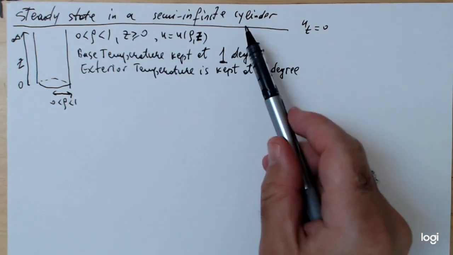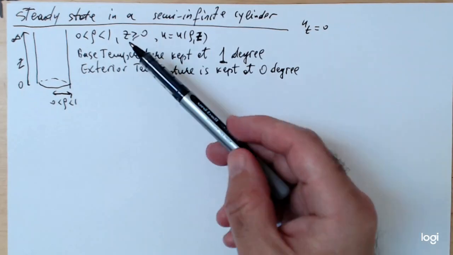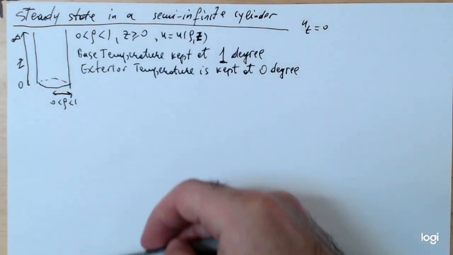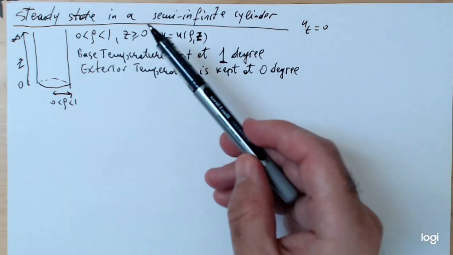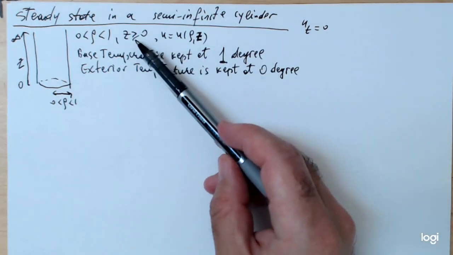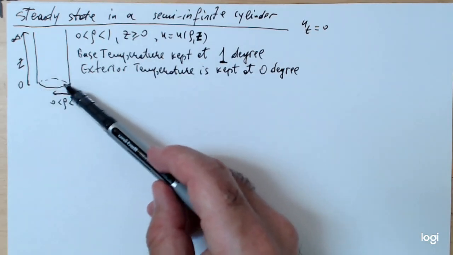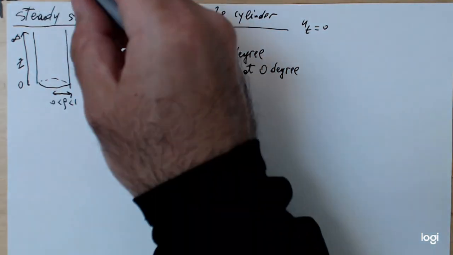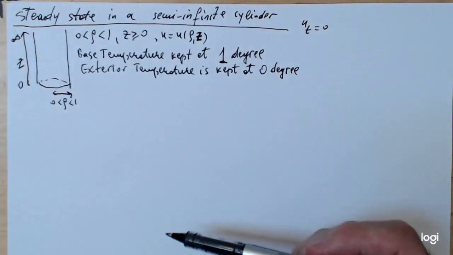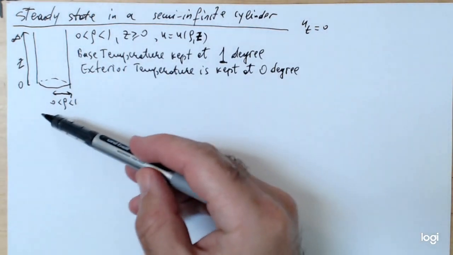We call this a semi-infinite cylinder because we don't have an upper bound for z. That means the height of the object is big enough so that for all practical purposes, we cannot specify an upper bound of the object. We have a definite base when z equals 0, the bottom of the cylinder, but otherwise the height goes up indefinitely. And then the radius is equal to 1, so rho is between 0 and 1.